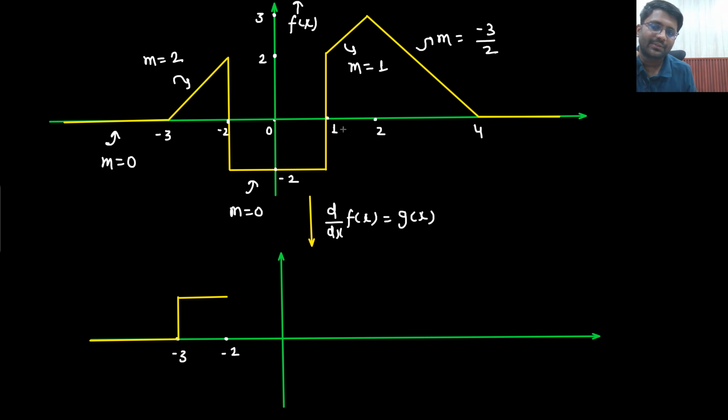Then from minus 2 to 1, what is the slope? The slope is 0. From minus 2 to 1, the slope has become 0. Now, have I missed anything? Is this correct or did I miss anything?